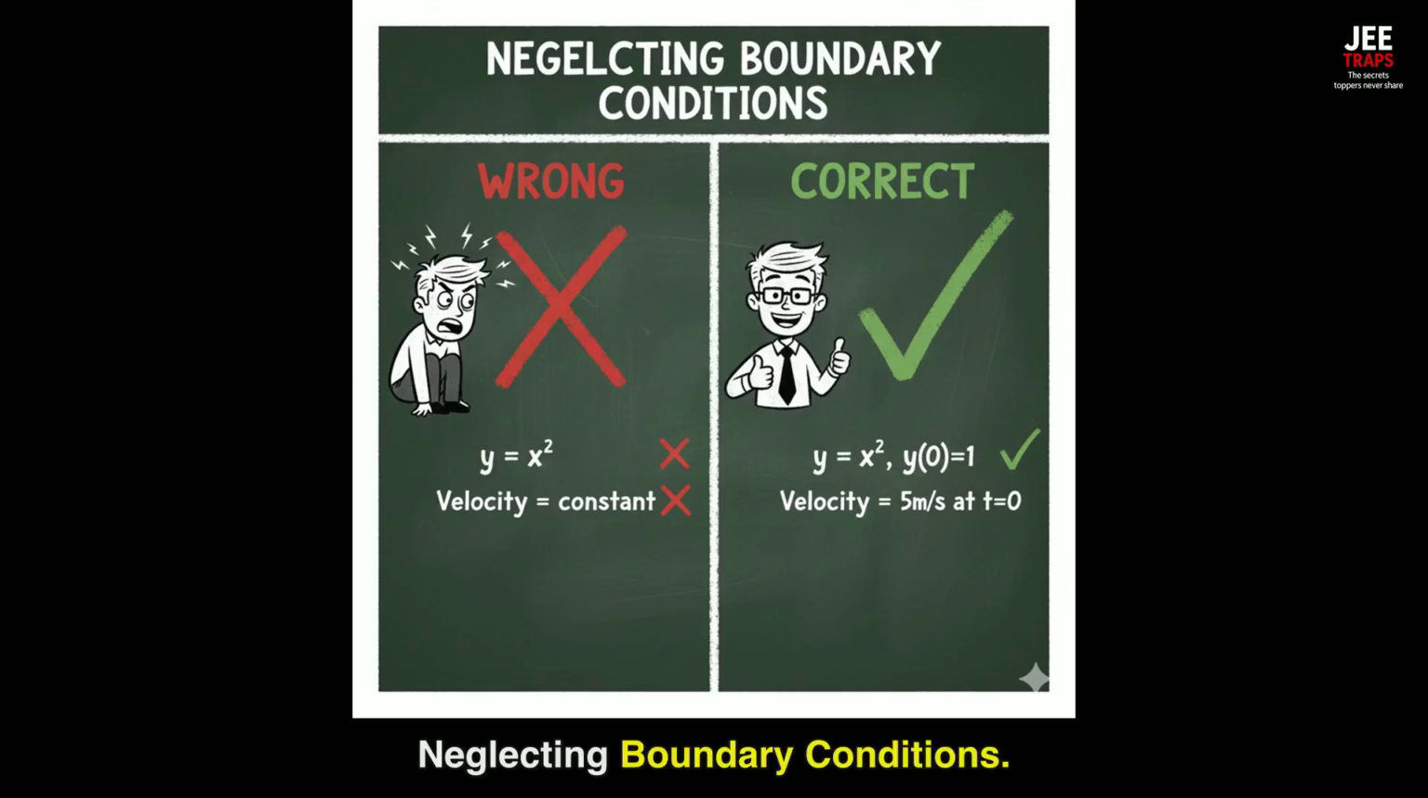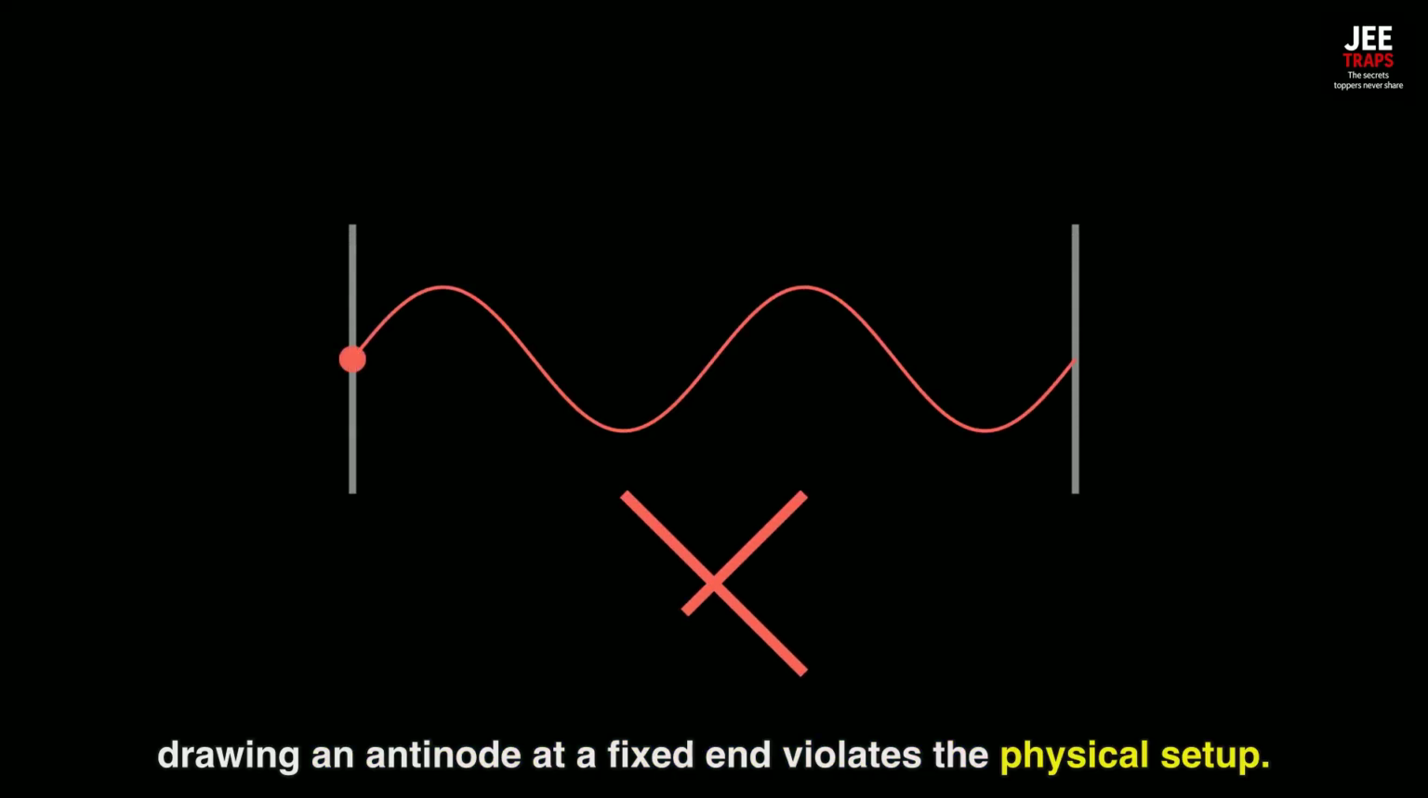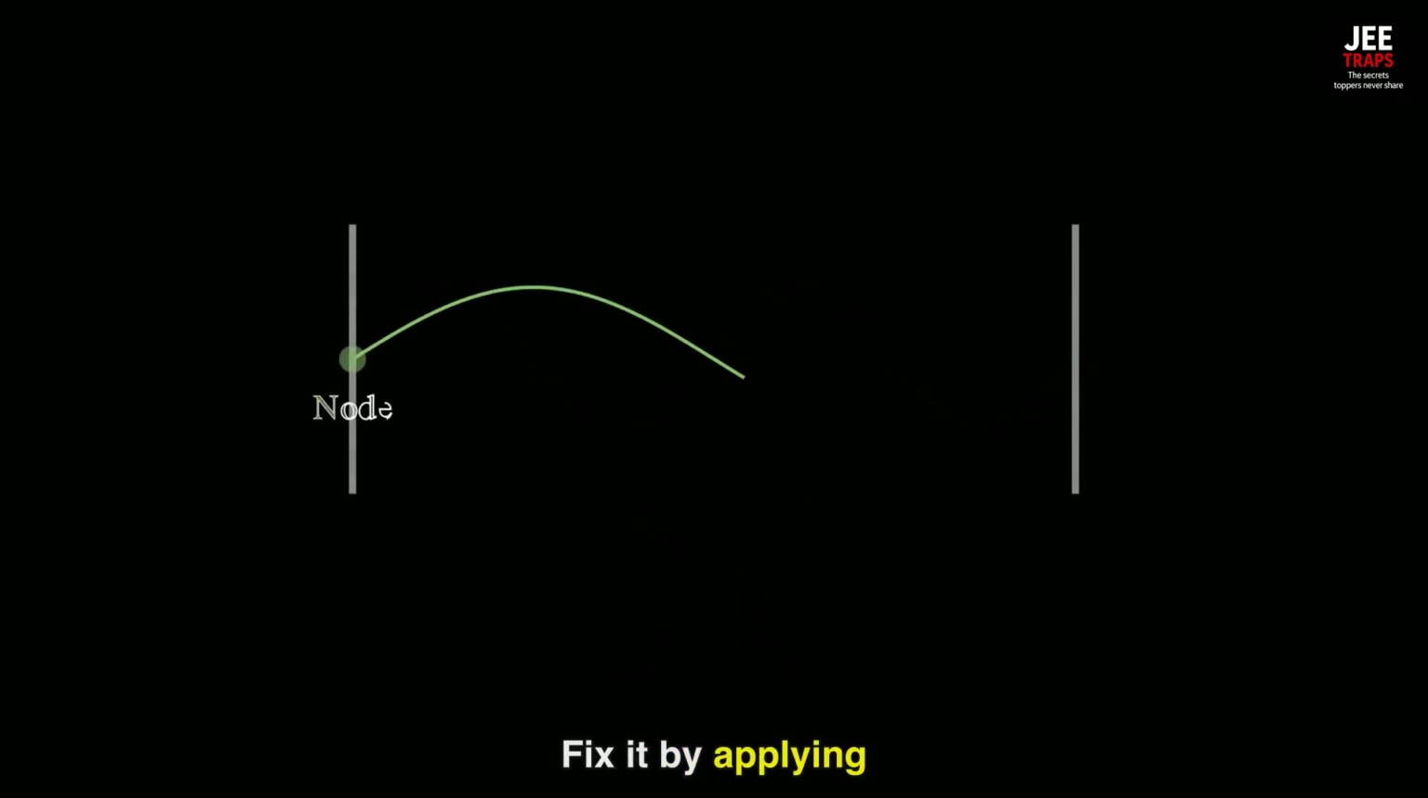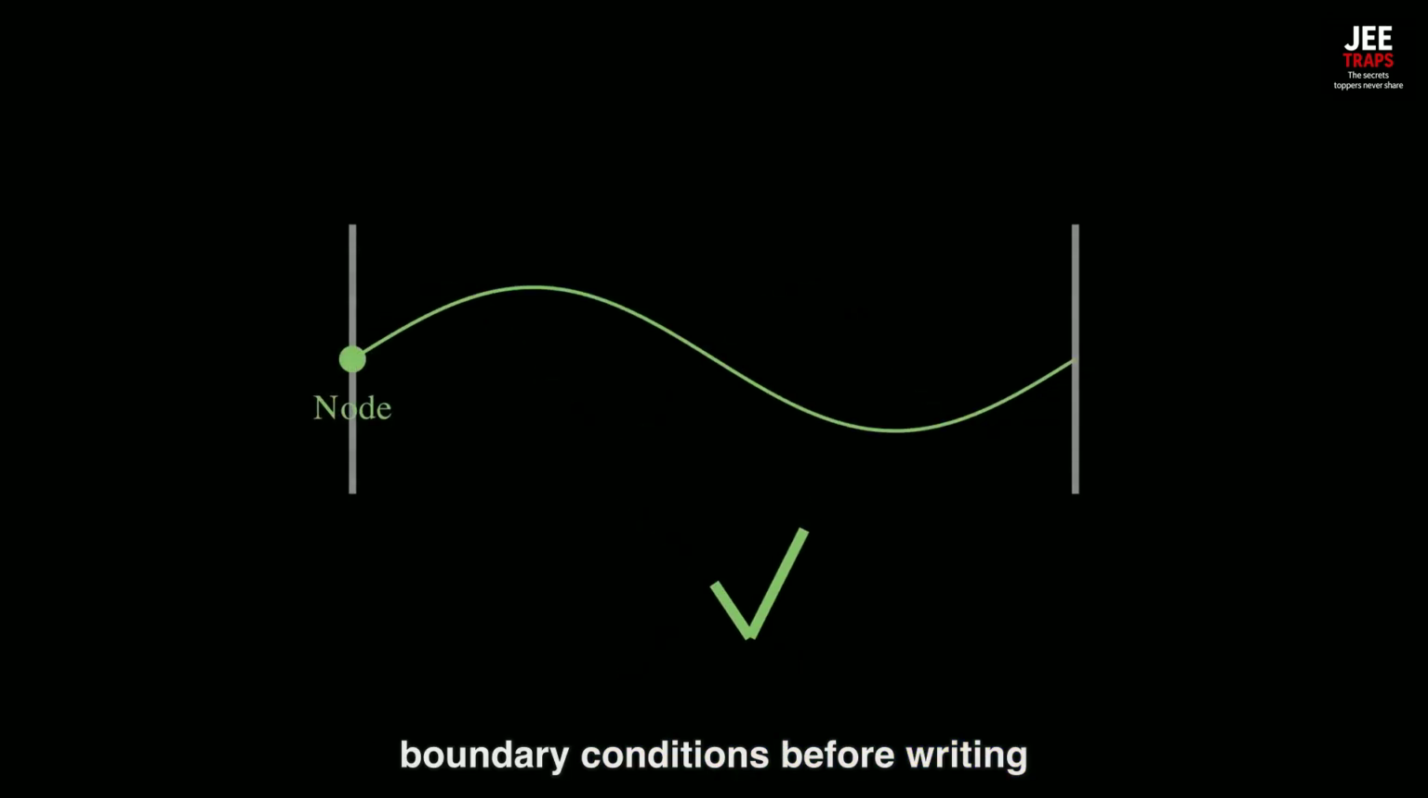Mistake 6. Neglecting boundary conditions. If you keep ignoring fixed ends, nodes, or constraints, your equations will not work in real setups. For example, drawing an antinode at a fixed end violates the physical setup. Fix it by applying boundary conditions before writing equations.